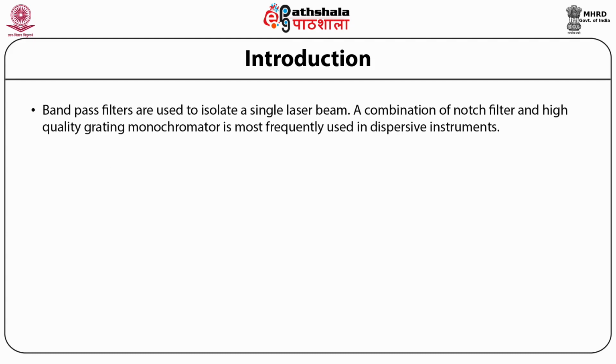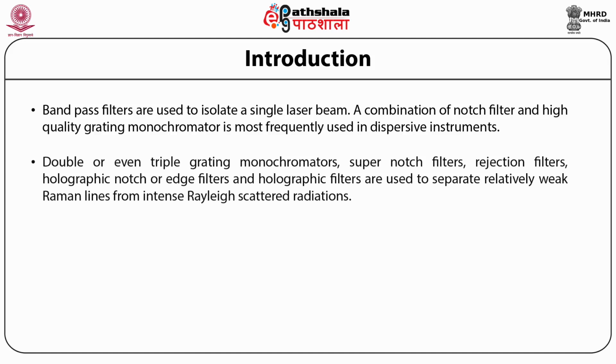A combination of notch filter and high quality grating monochromator is most frequently used in dispersive instruments. Double or even triple grating monochromators, super notch filters, rejection filters, holographic notch or edge filters, and holographic filters are used to separate relatively weak Raman lines from intense Rayleigh scattered radiation.